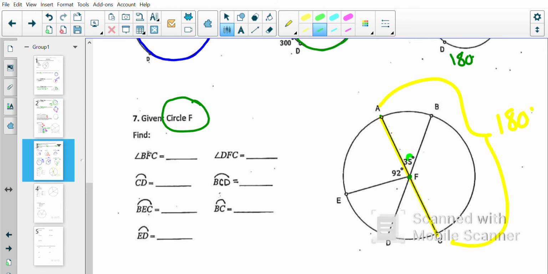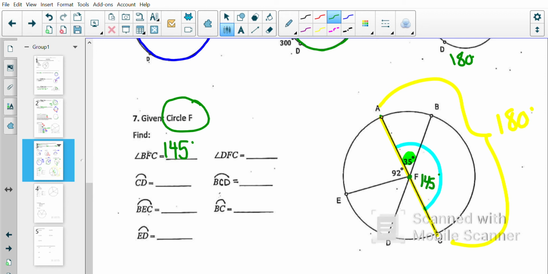Now, we know that angle AFB is 35, and we want to find angle BFC. Well, there's our straight angle right there. So we're going to do 180 minus 35, and we are going to get 145 degrees. All right, let's keep going.